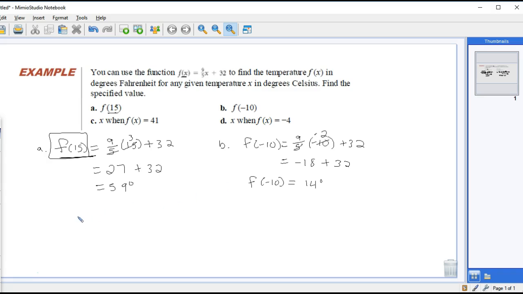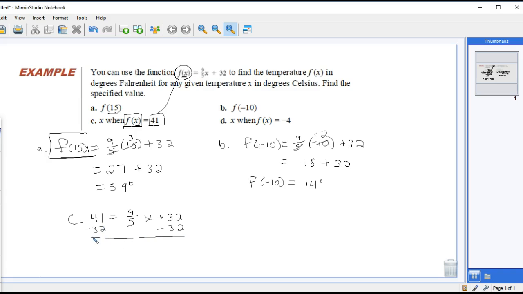Okay. Then C. Find x when f of x equals 41. So now we're going to replace this whole thing with a 41. We're going to substitute the f of x this time with 41. So we're going to say 41 equals 9 divided by 5 x plus 32. So this time the 41 doesn't go in for the x, it goes in for the f of x, which makes sense because it says f of x equals this. So if you're good at substitution from the last chapter when we were talking about substitution method, this should come fairly handy for you because now we're just plugging in 41 in for f of x.